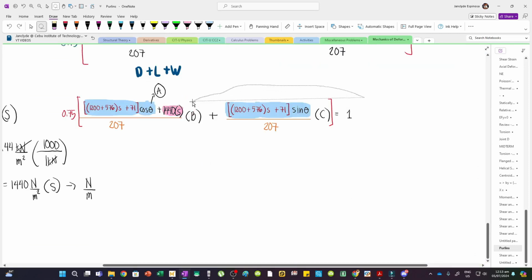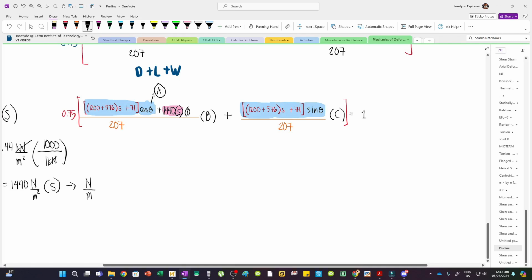So let's just move this. Multiply natin ito by 0.2. Again, this is the wind load coefficient. And then, yung nagbago rin is itong 0.75. This is due to the 1/3 increase in the allowable stress. Yan. And so if we're going to type this, we can now solve S.